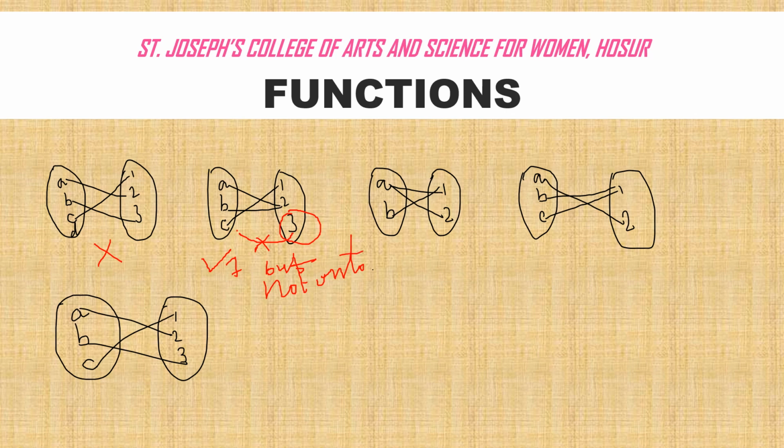Now can we say this is one to one? One to one means if A is different from B, then its image should also be different. So here A and B are different. A is mapped to 2, B is also mapped to 2. So two different elements mapped to the same element means it can be a function but not one to one. Okay. Now we can move on to the next example.